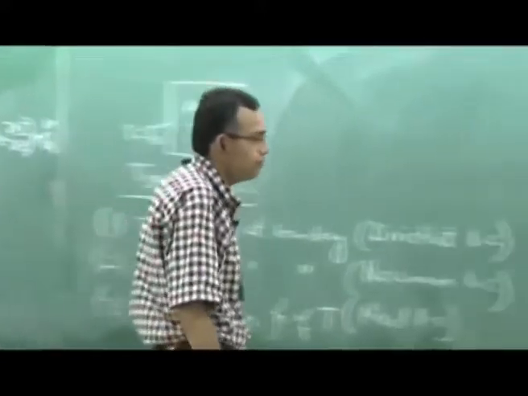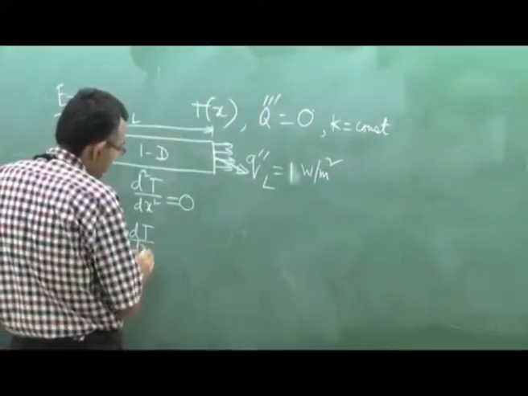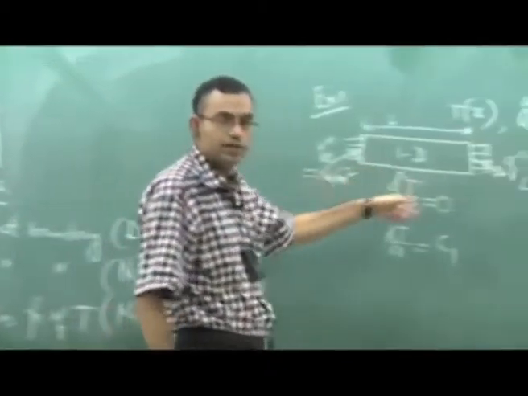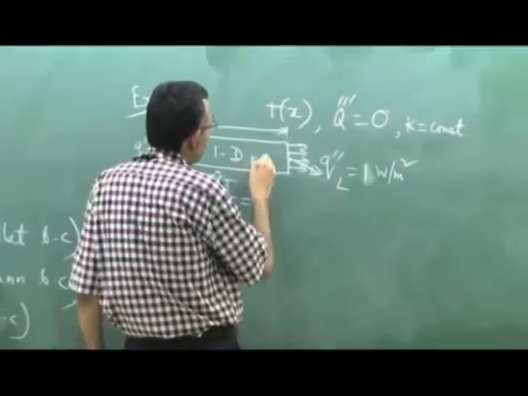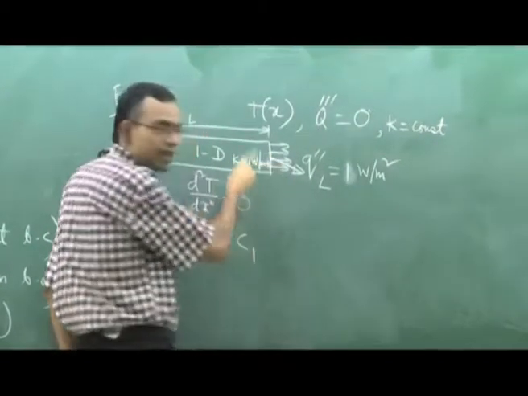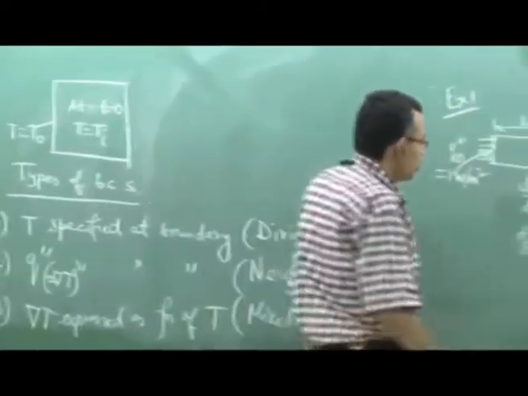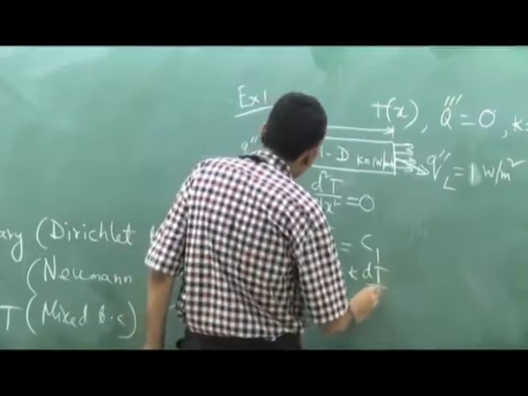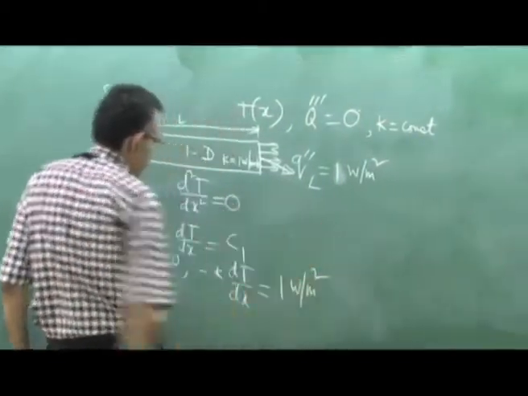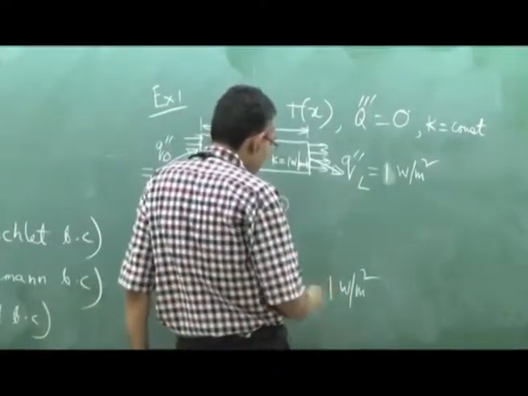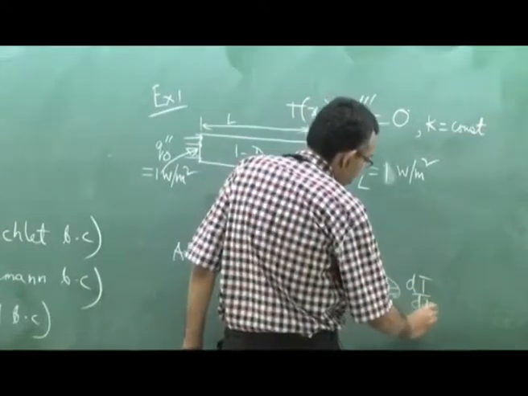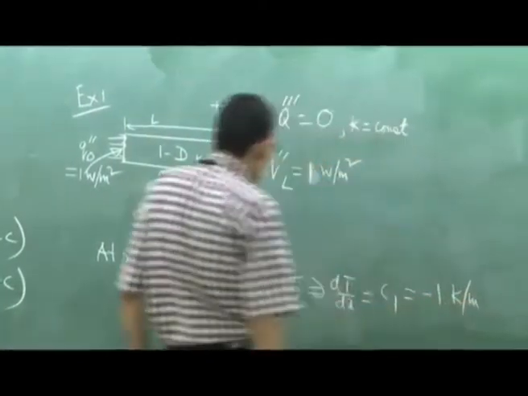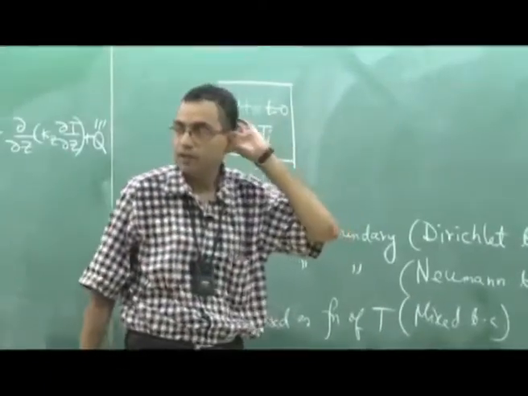Let us quickly try to solve this problem. So, you have dT/dx is equal to C1, right, integrating these ones. Let us say that thermal conductivity of this solid is 1 watt per meter Kelvin, just to simplify the calculations. So, the heat flux at x equal to 0, you have minus k dT/dx is equal to 1 watt per meter square. So, you will get what is dT/dx. That means what is C1? This is minus 1 Kelvin per meter, because k is 1 watt per meter Kelvin, right.